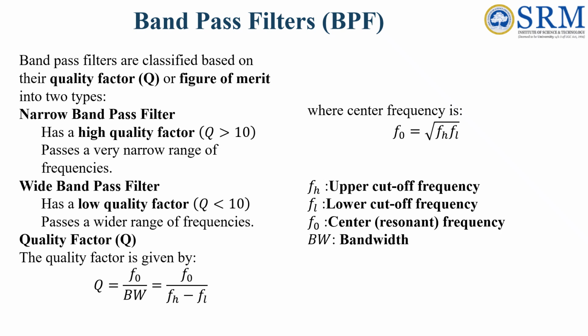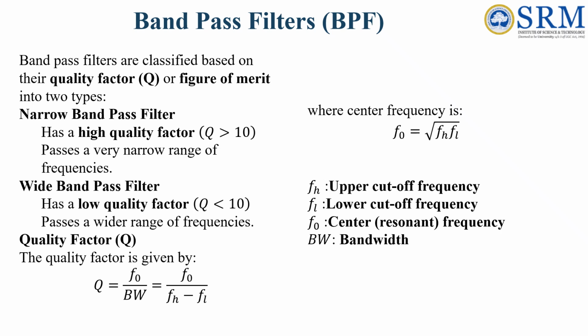Narrow bandpass filter has a high Q value. Q is the quality factor or figure of merit. So narrow bandpass filter has high Q value, which is greater than 10. The bandwidth is very small. This narrow bandpass filter is used when selecting a specific narrow frequency range, such as in radio receiver systems.